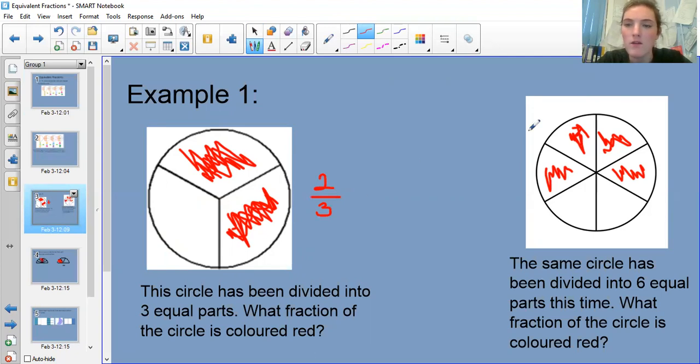Okay. This example says the same circle has now been divided into 6 equal parts. What fraction of the circle is coloured red now? So again, we need to put the total number of parts on the bottom to become our denominator. 1, 2, 3, 4, 5, 6. There's 6 total parts that are equal to each other. And 1, 2, 3, there's 4 parts shaded in red. So I know that 4/6 of the circle is shaded red.